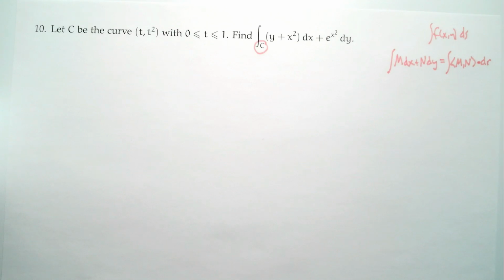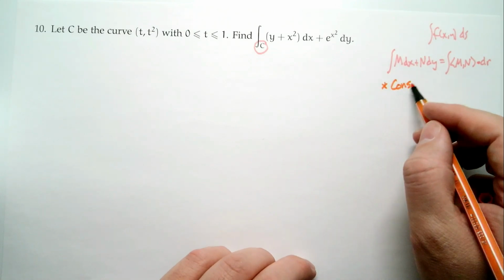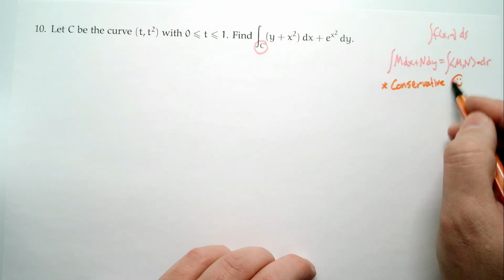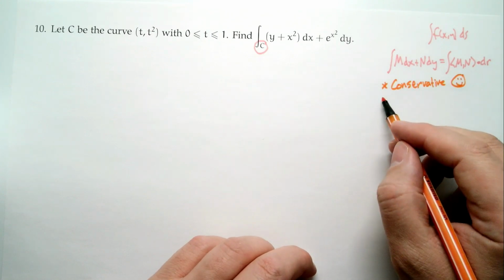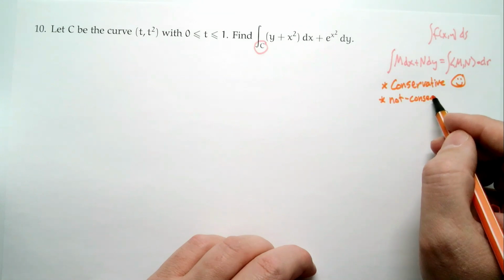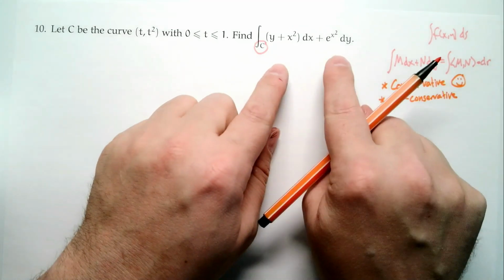So when I'm saying there's two different flavors, the two different flavors are the following. And I'll actually change to a more legible color. So the two flavors are, one, you have something that's conservative. And if it's conservative, this is the woohoo, life is good, because conservative ones are easy. Or you have things which are not conservative. Now, which one are we in? Is this conservative or not conservative?